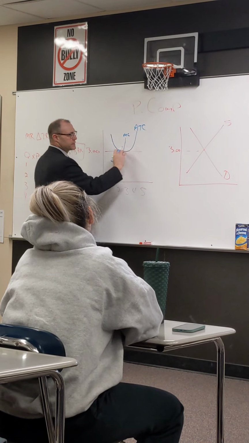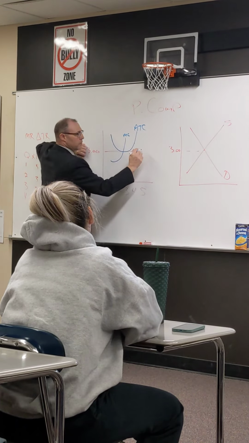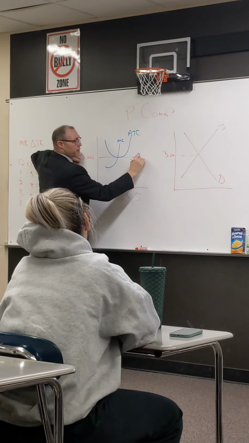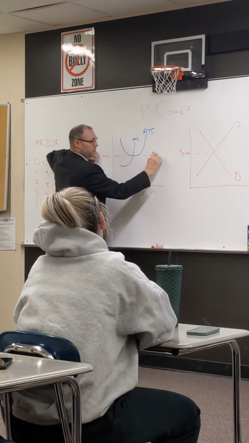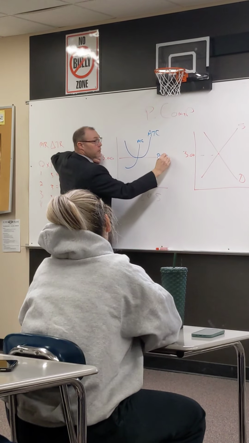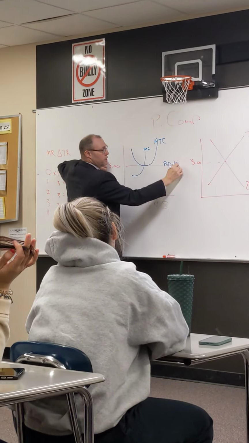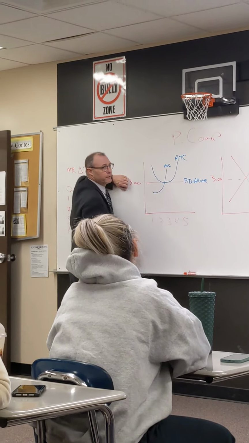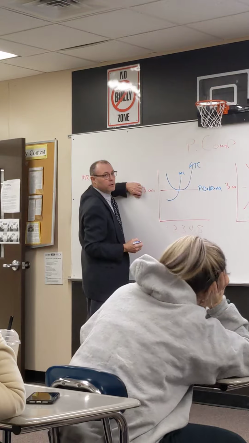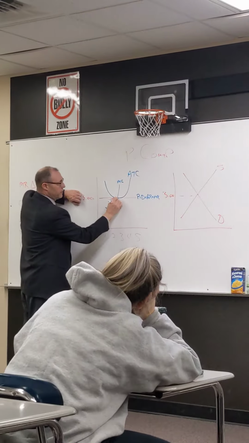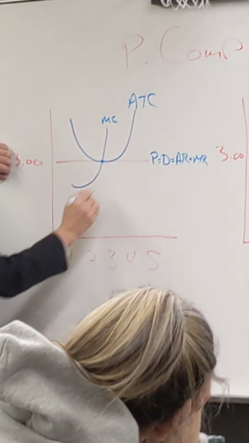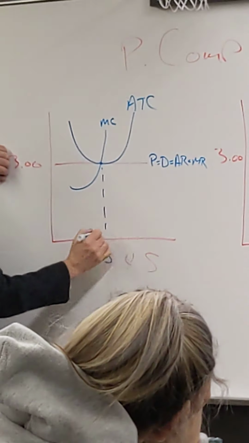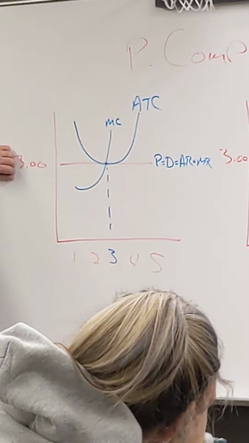And what is this again? This is going to be our price or demand, but what else is it? Marginal revenue. It's our demand. What else? Average revenue. And what else? Marginal revenue. Do we always produce where marginal revenue is equal to marginal cost? That would be right here, correct? Let's move that over a little bit. 3 units is where they will maximize profits.